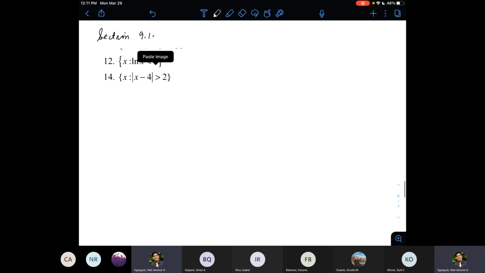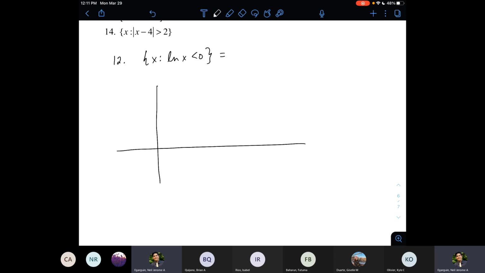Okay, let's try this. So for instance, for problem 12, if you look at the set of all x's such that ln x is less than 0, let's try to write it in a more familiar form, right? It will be great if there's an interval notation for this set, because if your set is given in terms of an interval, then it's much easier to find the GLB and the LUB, right? So, but let us recall how the ln looks like. The graph of the ln function, or the natural log, looks like this, right?